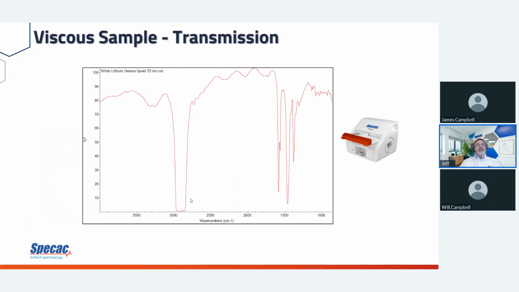So let's take something that is very viscous that might not be easily put into that Omni cell. Here's a different cell, the Pearl. And you're able to put white lithium grease in there very easily and get very good data. This was at 25 microns.